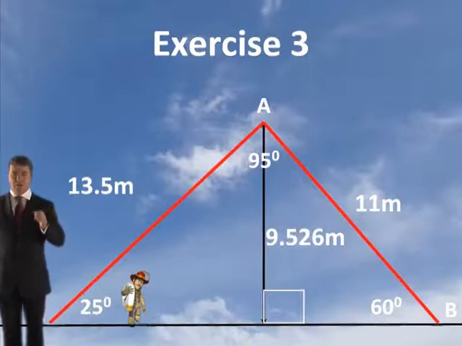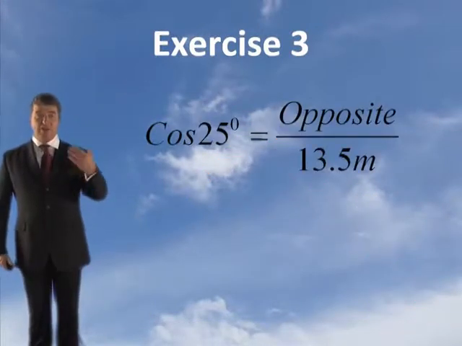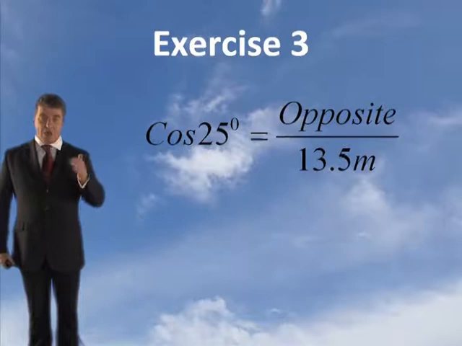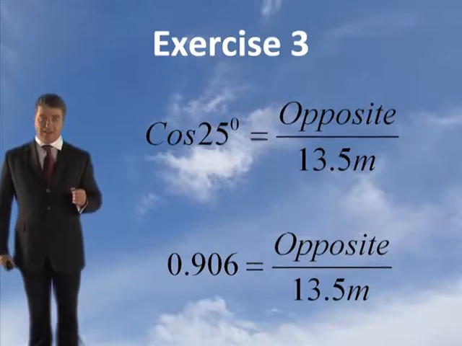We know the angle's 25 degrees and we know the hypotenuse is 13.5. We want to identify the adjacent. So which function do we use? Which function do we use when we know we've got the adjacent and hypotenuse? Well, because we've got those, we use the cosine. Therefore, the cosine of 25 degrees equals the adjacent divided by 13.5 metres. Therefore, you bring it out, it's 0.906 equals the adjacent divided by 13.5 metres.